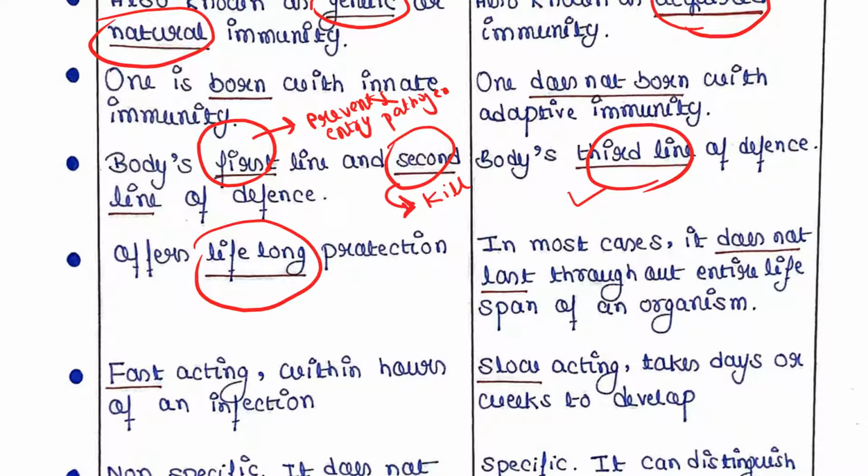Innate immunity is fast acting, within hours of an infection. So innate immunity works very fast. Whereas adaptive immunity is slow acting and takes days or weeks to develop. So adaptive immunity is not as fast as innate immunity; rather, it takes days or weeks to develop.